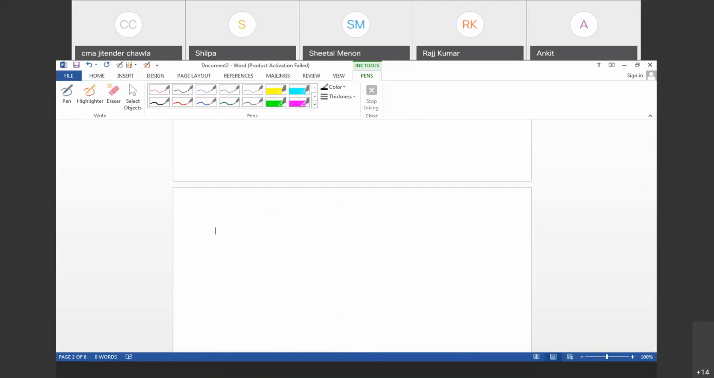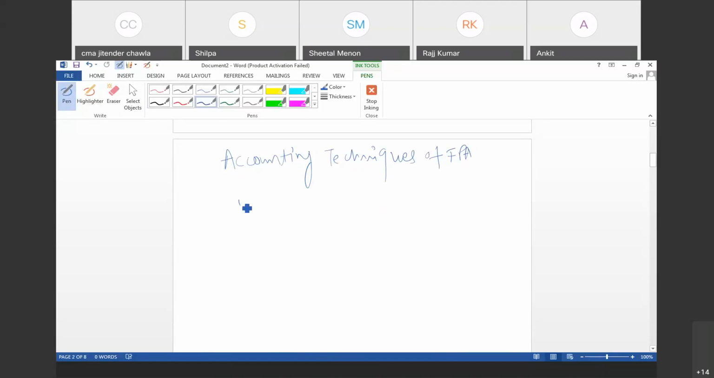What are the accounting techniques of financial performance analysis? First one, someone of you may be from a commerce background or not, don't worry a little. It is so simple. First one, you already heard of ratio analysis.